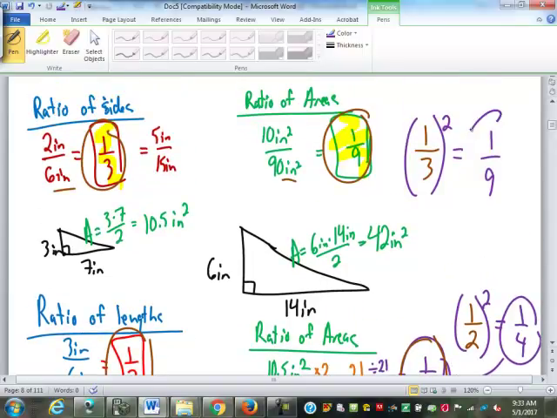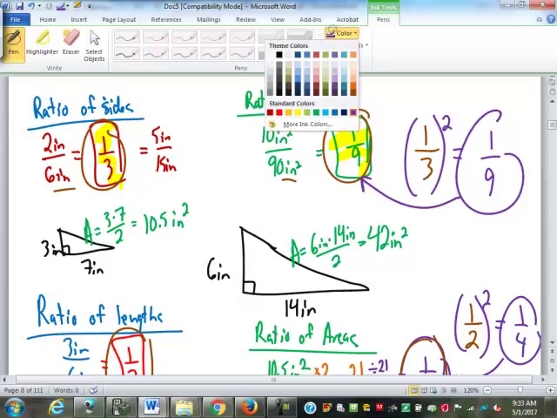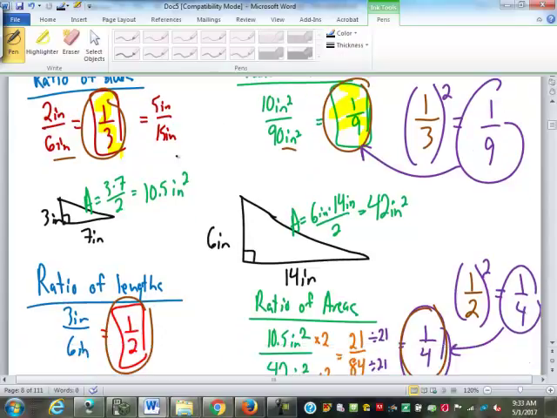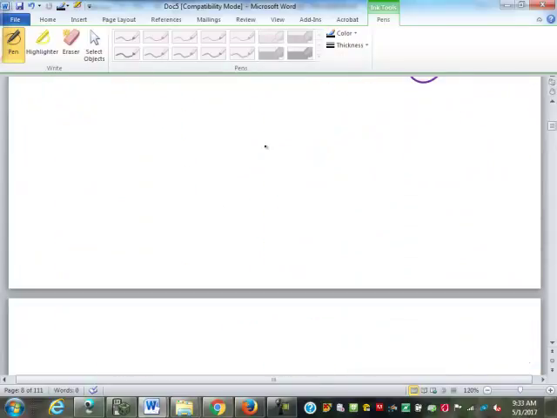So the ratio of lengths squared is the ratio of areas. So if I know the ratio of lengths, or the ratio of sides between two similar figures, I can find the areas of one if I know the area of the other. Now this is most useful if we have kind of an irregular figure like this.